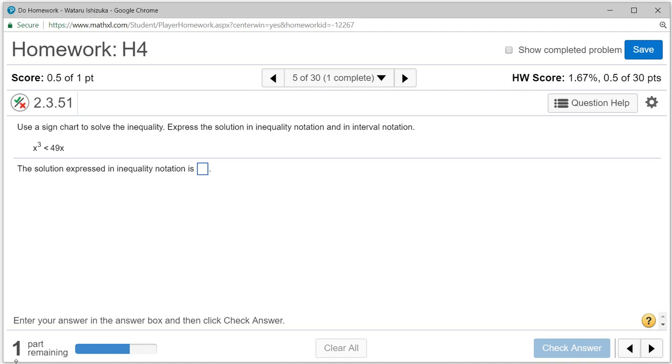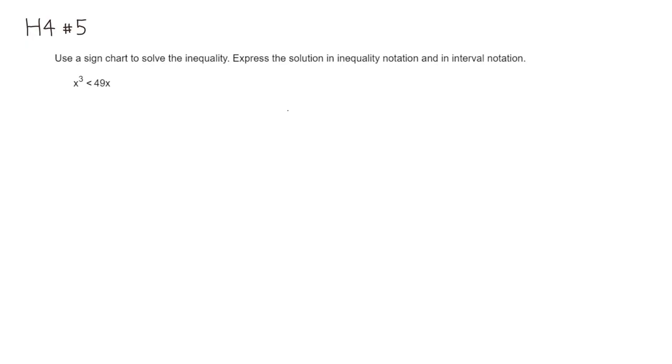All right, let's look at homework 4, problem number 5. Let's solve this inequality here. First thing I would do is subtract 49x so that we have everything on the left-hand side. So x cubed minus 49x is less than 0.